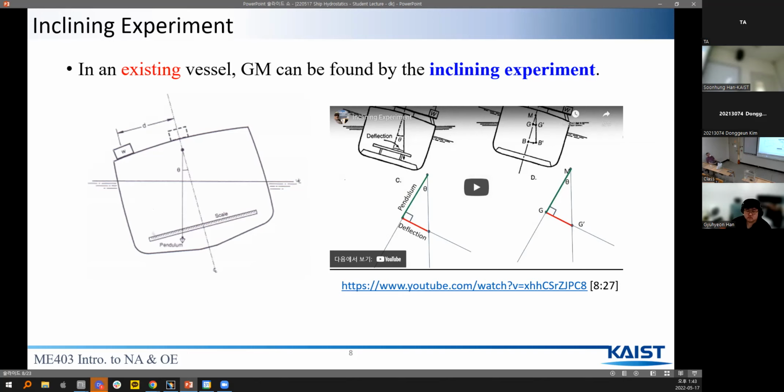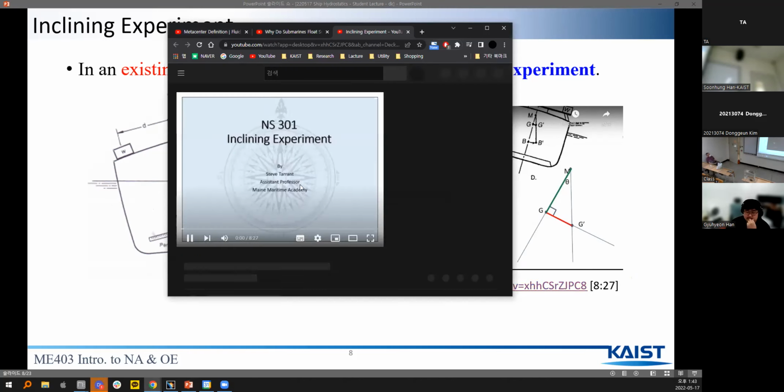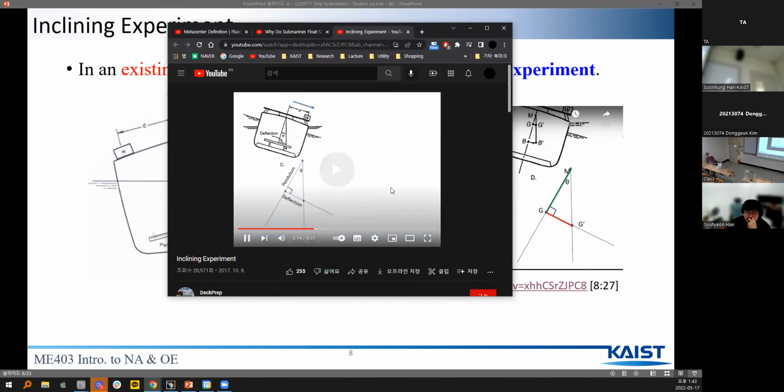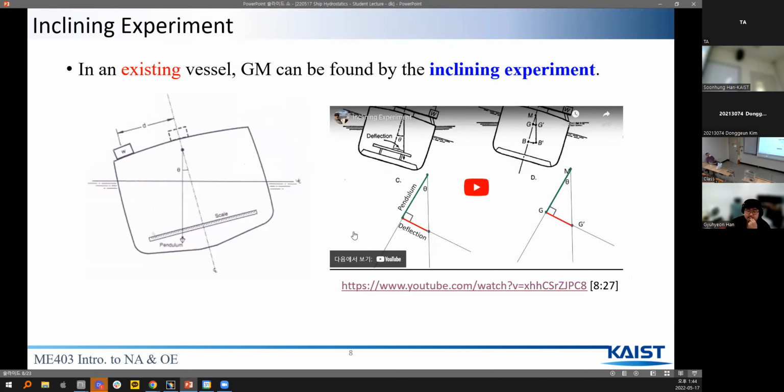This video explains the process of calculating GM by the inclining experiment. But today it's better to skip this video. If you are interested, you can refer to the video.